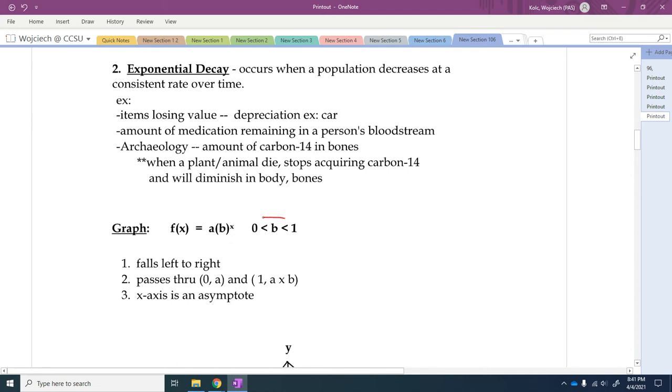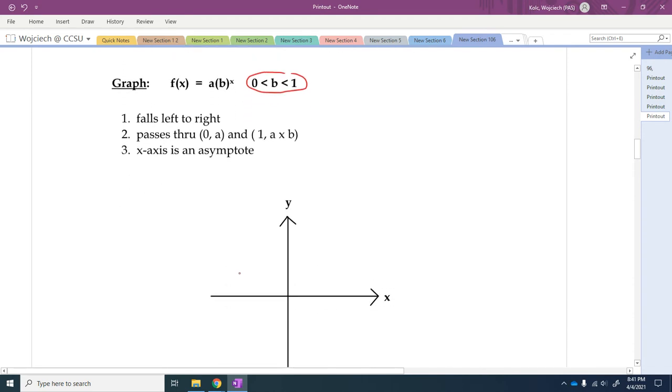So here, exponential decay, if b, which is also called the constant multiplier, is between 0 and 1, it falls from left to right, and it passes again through (0, a). And the picture will look like this. Okay? And this point is called the y-intercept or initial value, which is (0, a). And again, y equals a b^x, and the value of a is always in front of the constant multiplier.